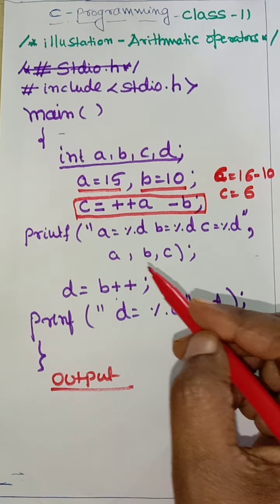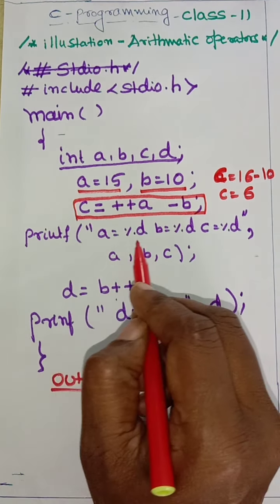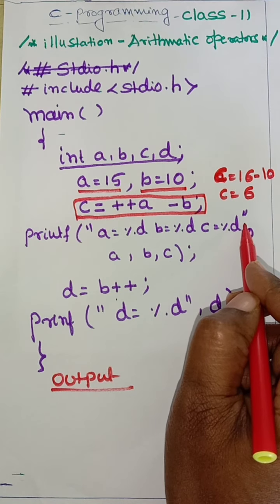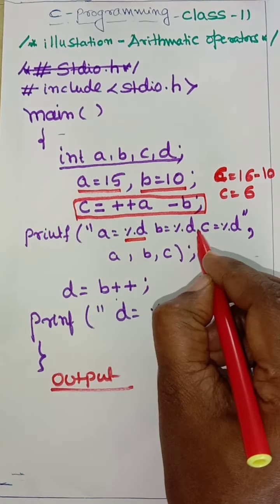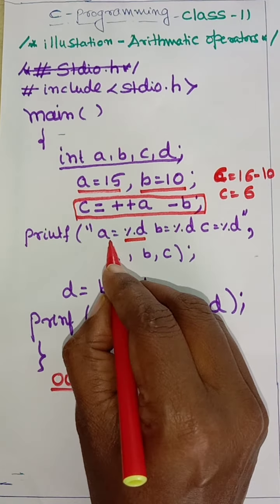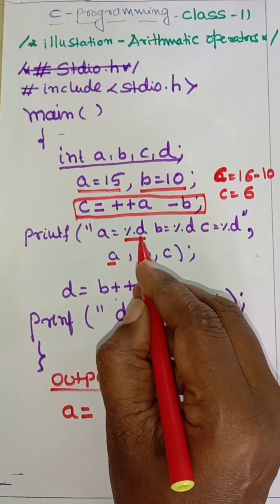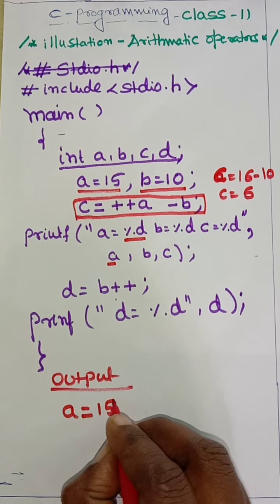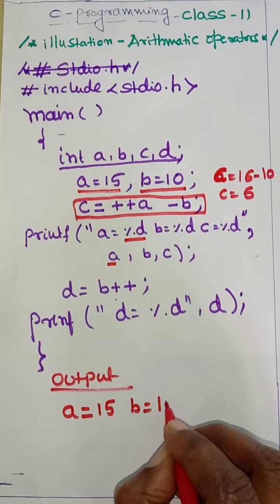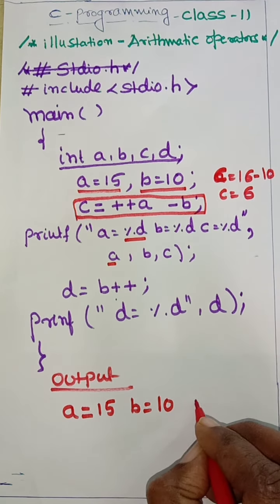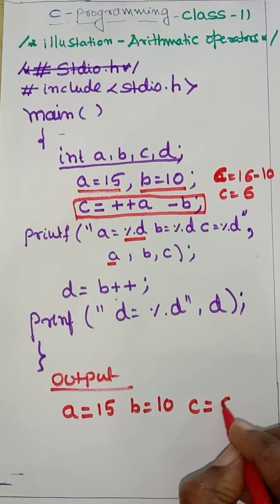Okay, let us hope all of you understood this clearly. Next, what is it printing? Print a is equal to, so whatever you have written in the double quotes is printed as it is. But when you write this control string, it will take the a value. Here, a is equal to percentage d means it will print a is equal to, and its value, a is equal to 15. Next it is going to print b is equal to 10. Next it is going to print c is equal to how much? Just now we have calculated c is equal to 6.